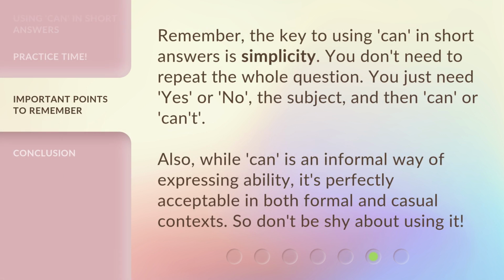Remember, the key to using can in short answers is simplicity. You don't need to repeat the whole question. You just need yes or no, the subject, and then can or can't. Also, while can is an informal way of expressing ability, it's perfectly acceptable in both formal and casual contexts. So don't be shy about using it.